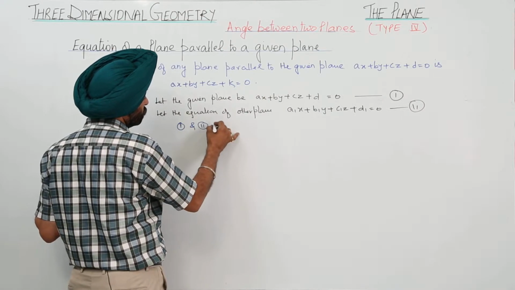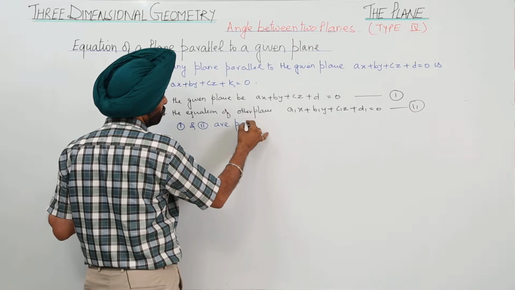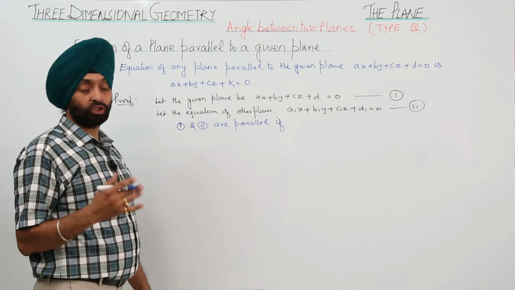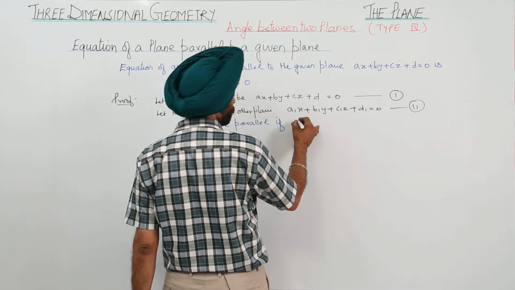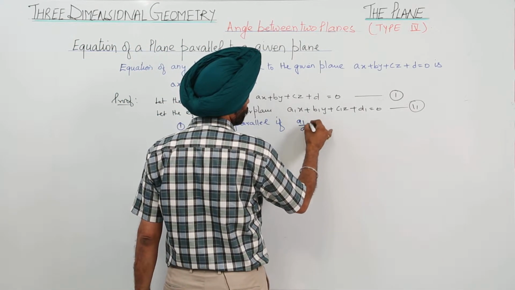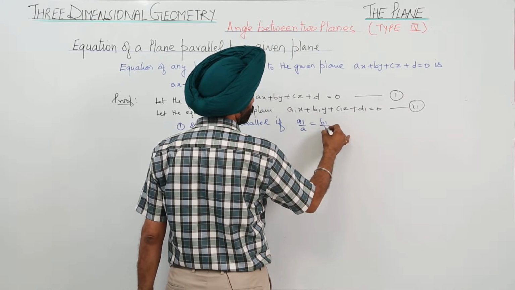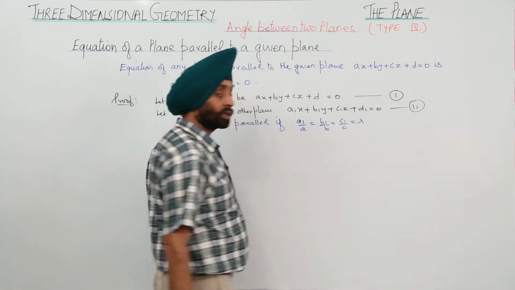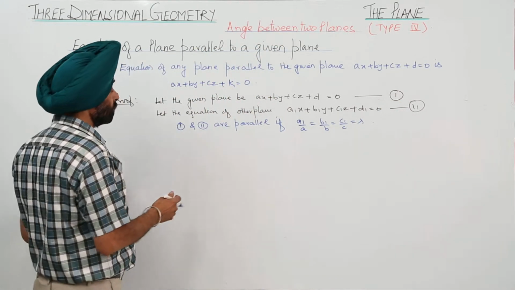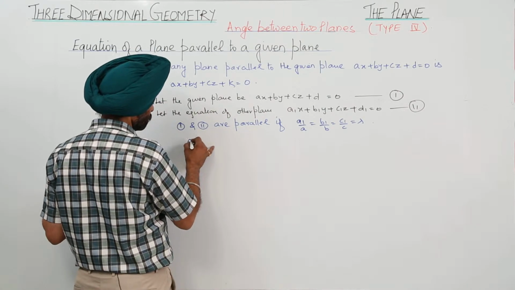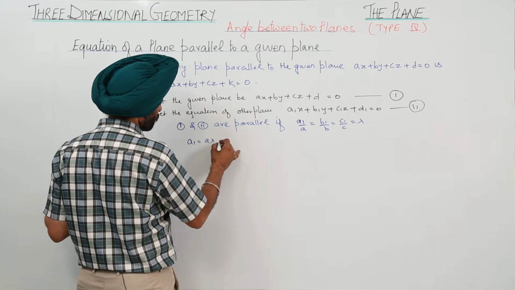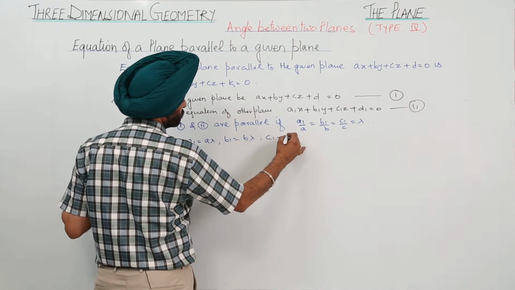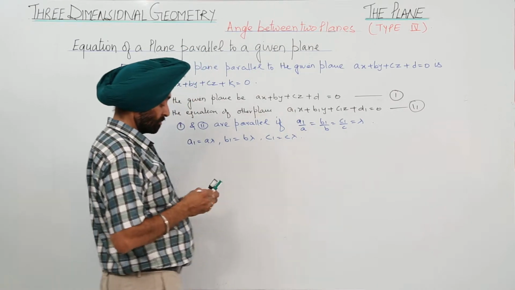Now 1 and 2 are parallel if, now what are the conditions for the parallelism? We are having if a1 upon a is equal to b1 upon b is equal to c1 upon c is equal to lambda. Okay. So now from this what we are getting? Now a1 is equal to a lambda, b1 is equal to b lambda and c1 is equal to c lambda.